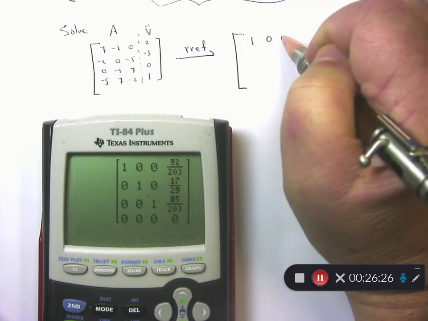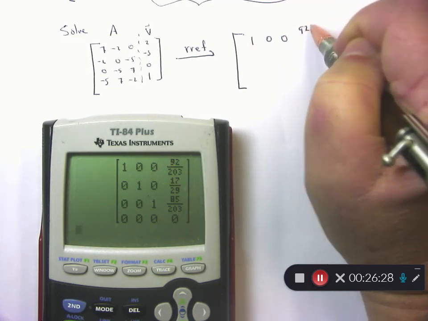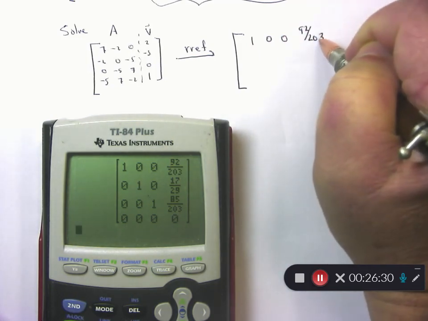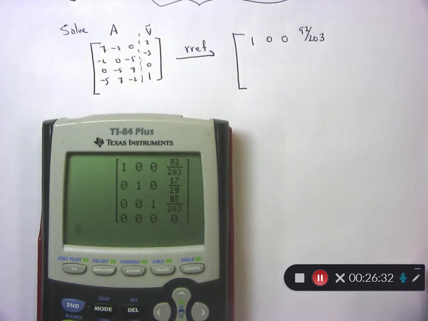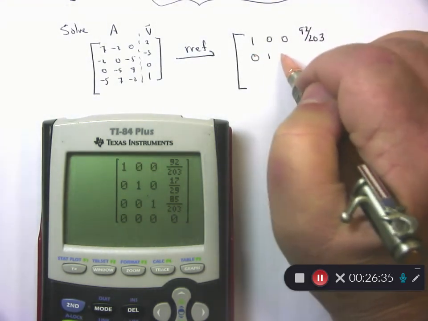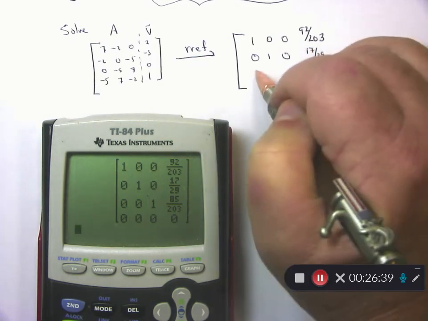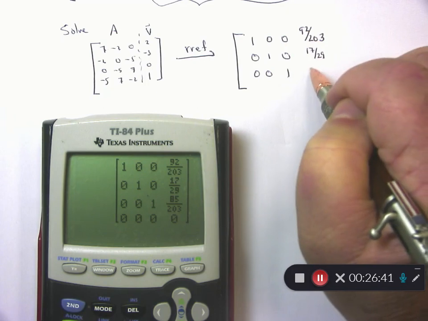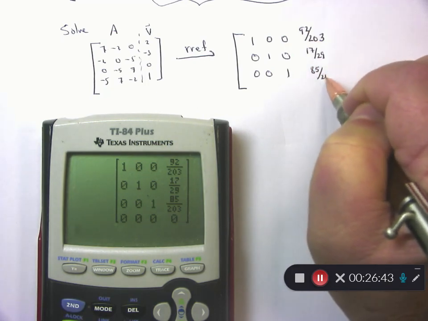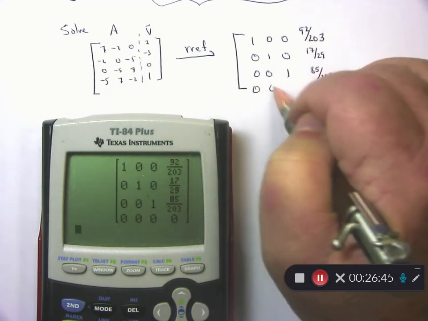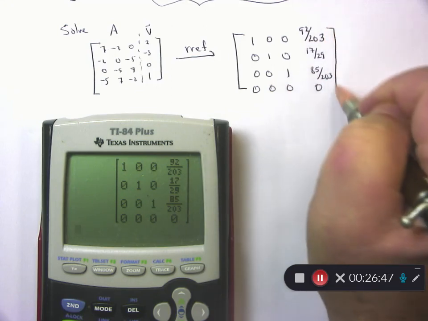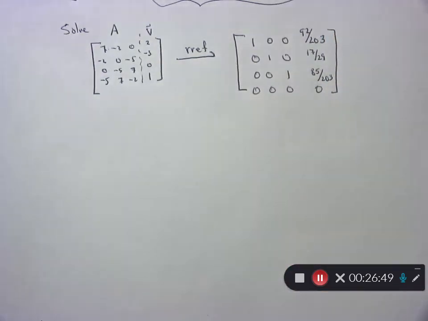So I got this. 1, 0, 0, 92 divided by 203. Now you know really why I didn't do this one by hand. Keep going. 0, 1, 0, 17 over 29. 0, 0, 1, 85 over 203. And 0, 0, 0, 0. Please tell me what this means.